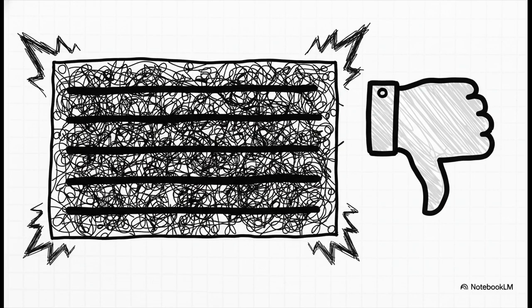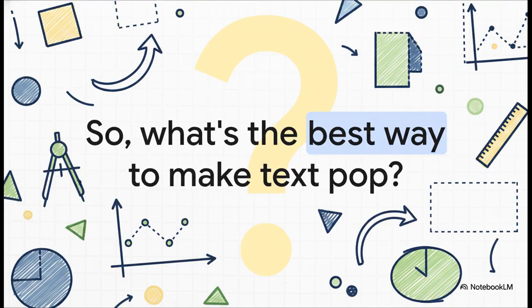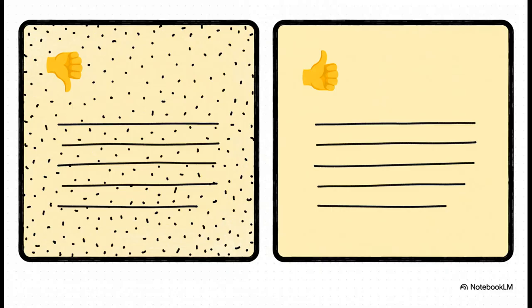Okay, here's another common trap I see all the time, trying to highlight text using these busy, dotted patterns. As you can see, it just creates a lot of visual noise, and it actually makes the text harder to read, not easier. So, if patterns are a no-go, how do we make important info pop while still keeping everything looking clean and professional? And the answer is actually pretty elegant and simple.